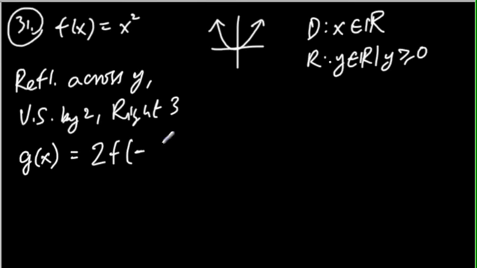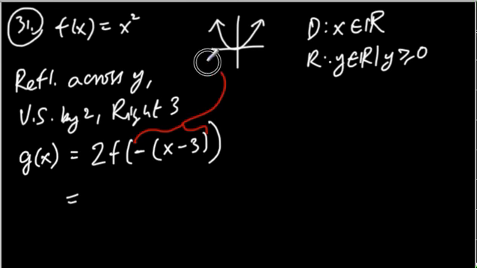Now it's to the right 3. So it's x minus 3. And keep everything in factored form. So that's basically our form. So this 2 comes from the vertical stretch, the reflection across y, that's why it's inside, right 3, that's why this is inside the brackets. So all we're doing now is we're taking this and substituting it right there.